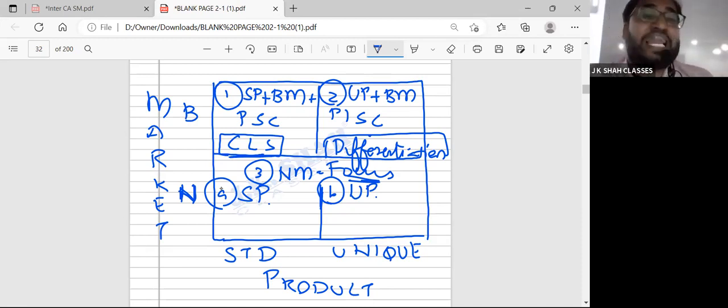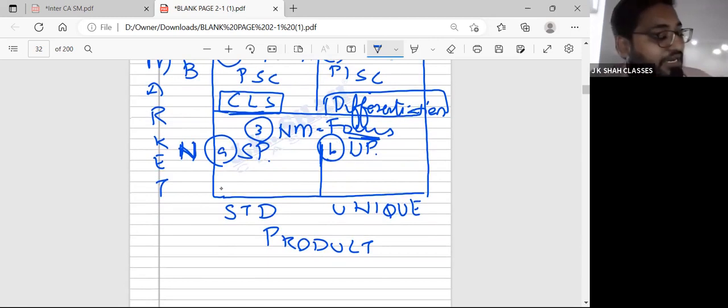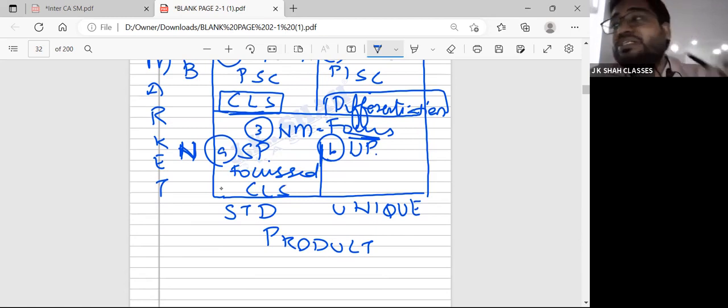But focus is categorized into two parts. If you are selling a standardized product in a narrow market, tell me what rocket science is required in making a burger. It requires a bun, a patty, and a little bit of vegetables. You assemble and you give it. Standardized, nothing unique here. A burger McDonald's makes, I also can make. Nothing great. So a standardized product in a narrow market will be called focused cost leadership.